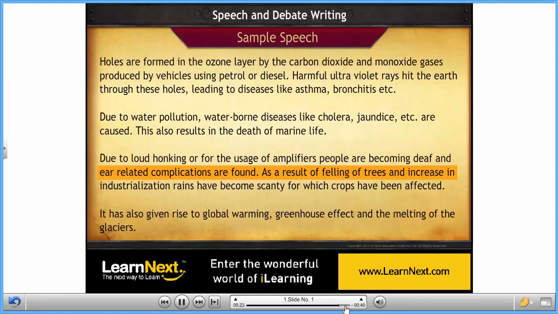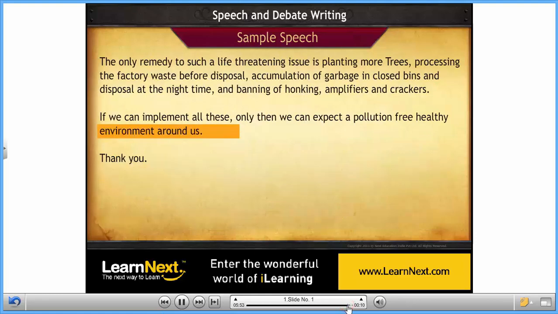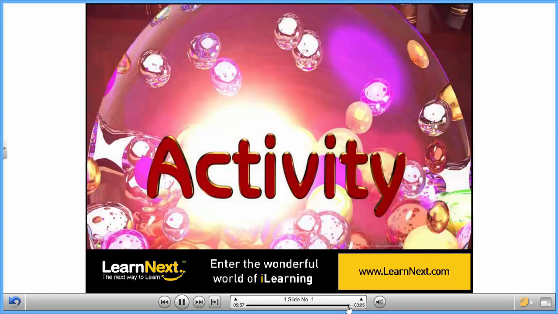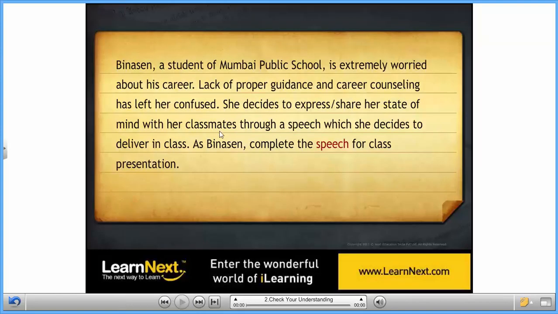Then they will give a sample speech. You can go through the sample speech. In case of writing skills also, after the lesson, there will be an activity. Now do an activity. Here they will give a topic. You have to write the speech on the given topic.